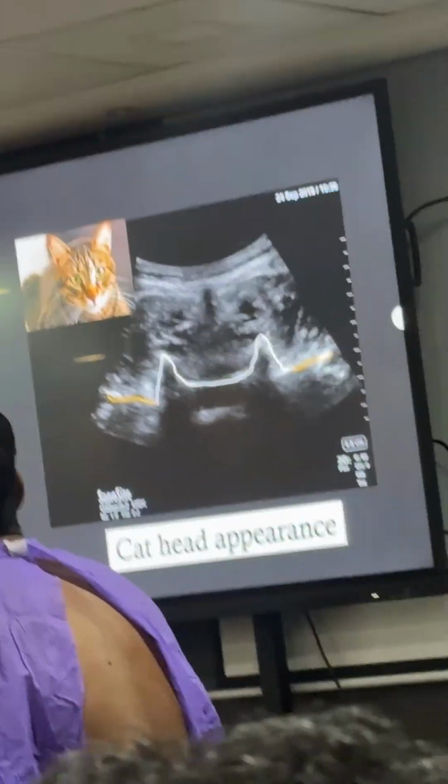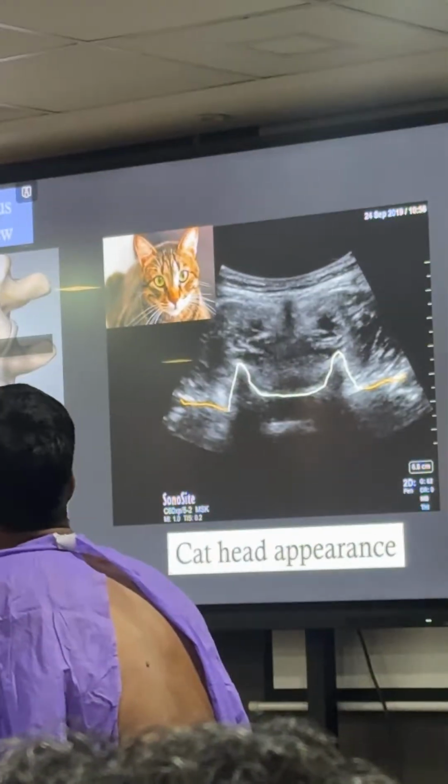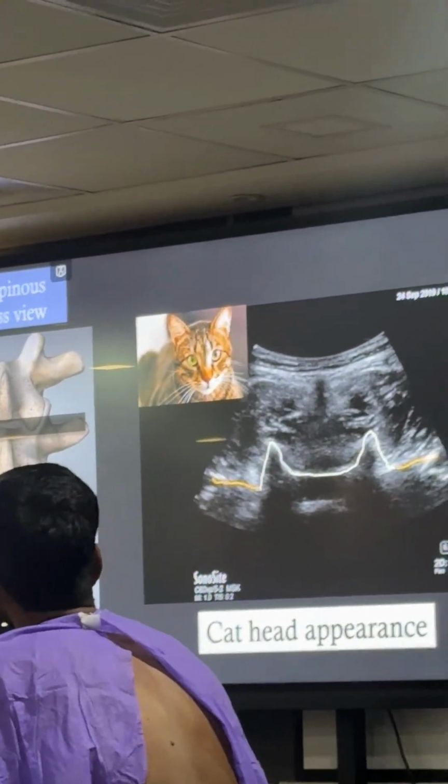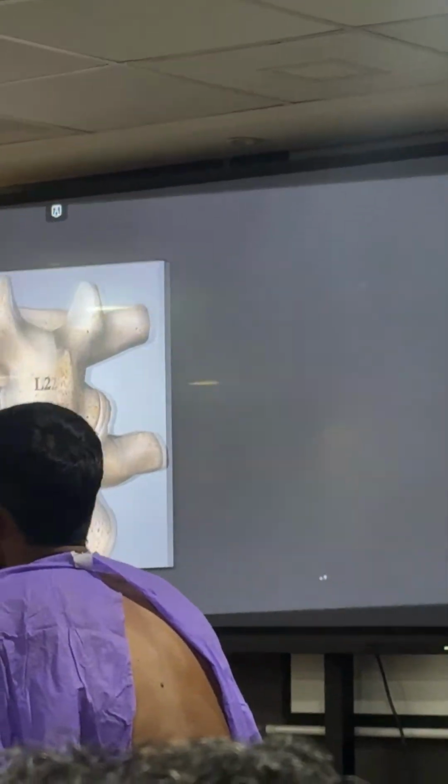So five signs. One is trident, camel hump, horse head. These are all the longitudinal views. Tower sign, cat head appearance. Okay, fine.